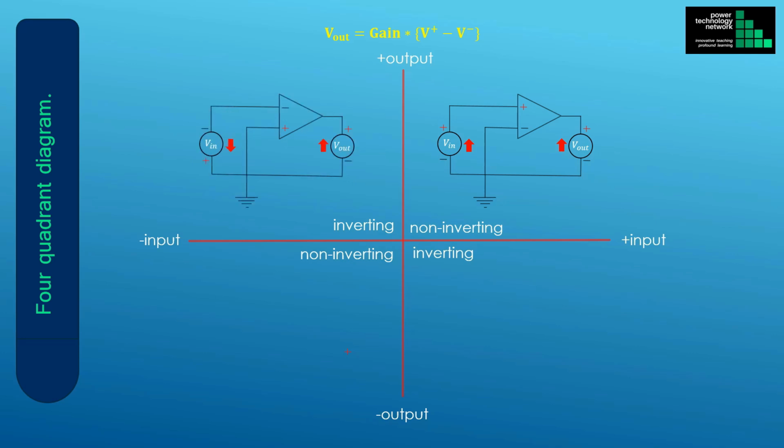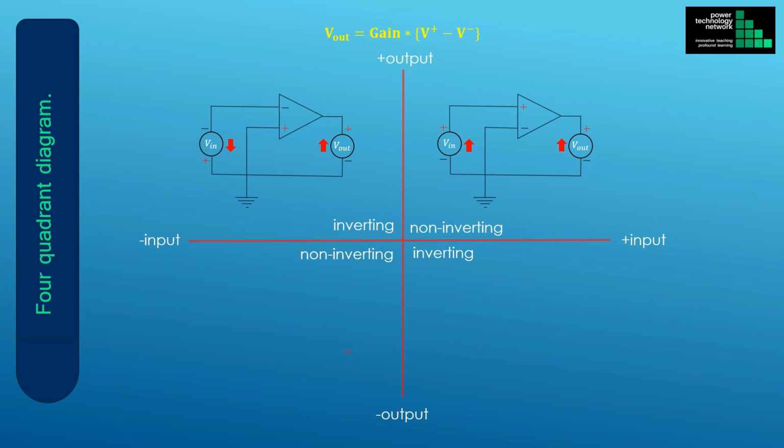Next, we move over to the second quadrant. This is an inverting amplifier. Here the input voltage is negative, and the output voltage is positive. The input voltage is negative because polarity is reversed, with the positive terminal of the input source grounded and the negative terminal of the input connected to the negative terminal of the amplifier. The output voltage is the inverse of the input voltage.